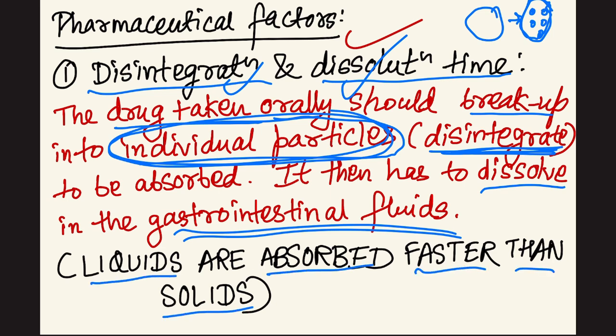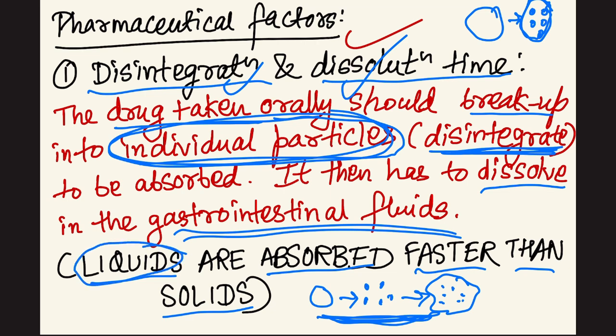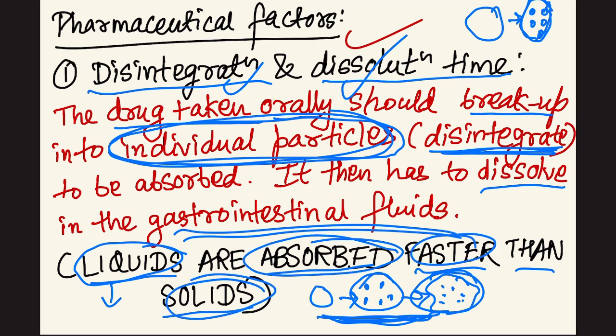than solids. Because suppose we take a solid, for example in the form of a tablet, first it has to disintegrate, then these particles have to be dissolved into the medium in which it is present, for example the gastrointestinal fluids. So these are the molecules and this is the gastrointestinal fluid. So these two processes occur in case of solid forms, but whenever we take a liquid form, this disintegration process is skipped because it is already in liquid form, and it is also already dissolved in the liquid. So the dissolution process is also skipped. As a result, when we take liquids, they are absorbed faster compared to solids. This is because of the absence of disintegration and dissolution in case of liquids, which are present in case of solid dosage forms like tablets or capsules.